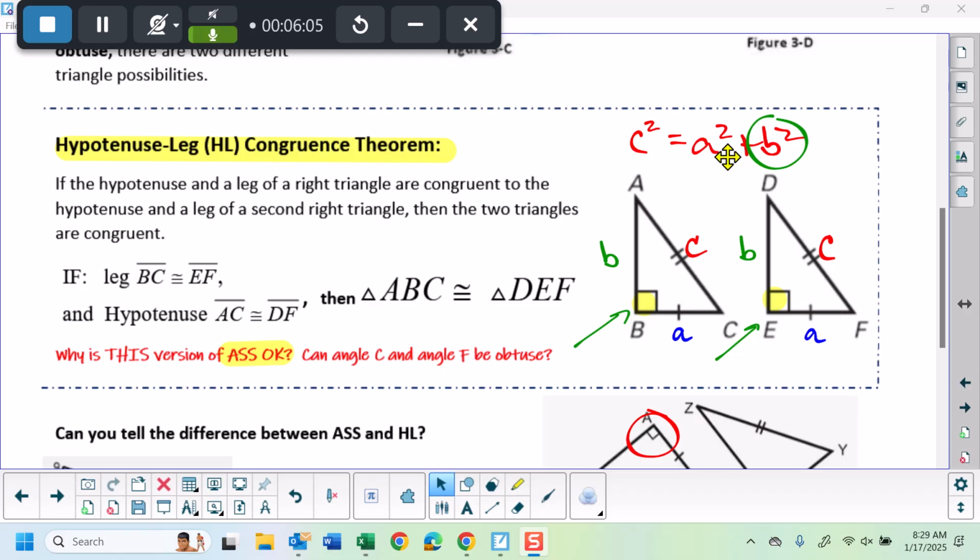I'll say that one more time. If I have a leg, and we'll call it A, and I have a hypotenuse, we'll call it C, I can use Pythagoras. So if I put this value into the Pythagorean theorem, and I put this value into the Pythagorean theorem, when I go to solve for B, aren't I going to get the same answer both times? Yeah. So the triangles are guaranteed to be congruent. So the Pythagorean theorem lets us use this version of it, but we have to make sure that it is a hypotenuse, and we have to make sure it's a right angle.